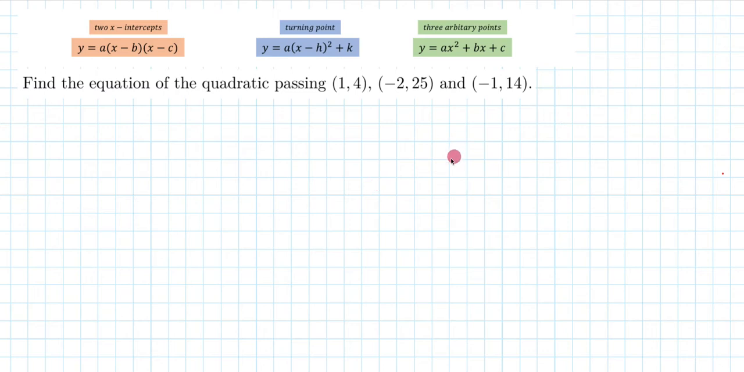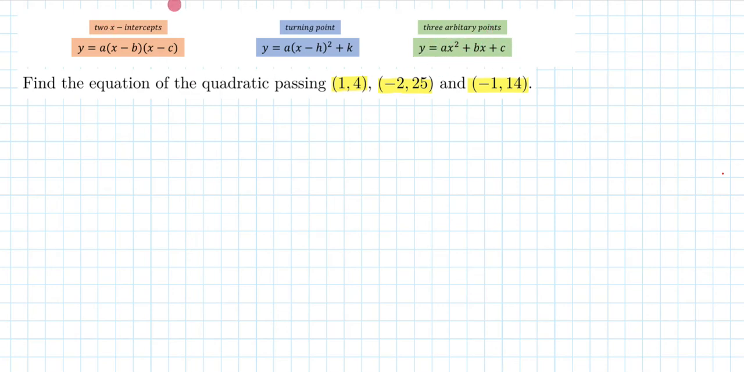So we are determining quadratic rules, and in this question we're being asked to find the equation of the quadratic passing through the points we are given. Now, whenever we're determining the rule for a quadratic, we know that we have three options before us. If we're given two x-intercepts, we'll use this form. When we're given a turning point, we'll use this form. And when we are given three arbitrary points, we will use this form.